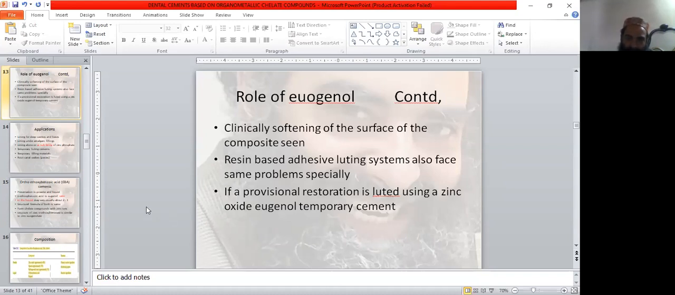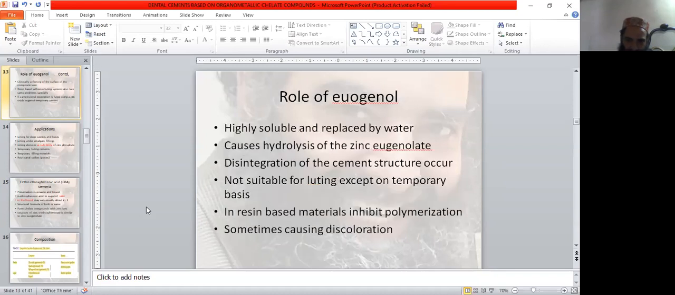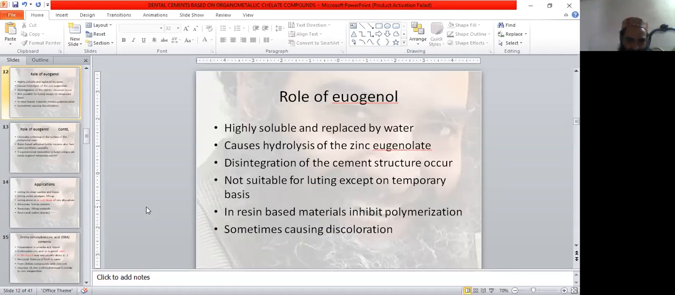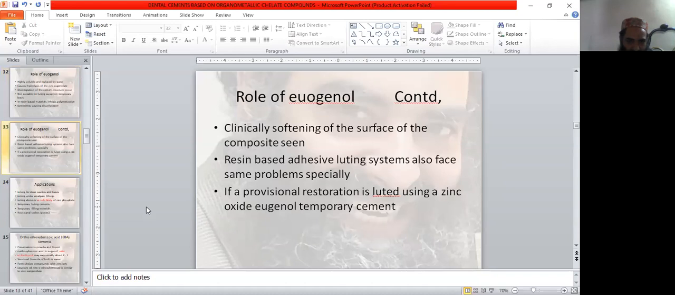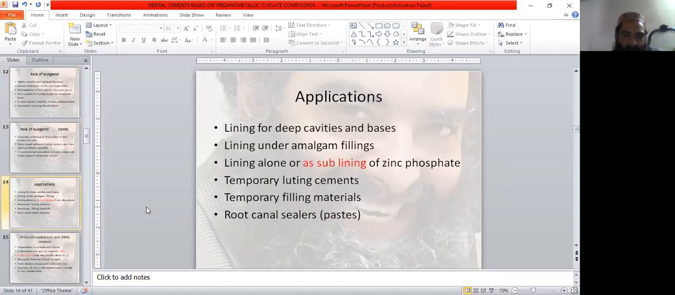Discoloration and the other one. Which other one? Inhibition of polymerization. Now, application of zinc oxide eugenol. It can be used as lining for deep cavities and bases, lining under amalgam fillings, as already described.